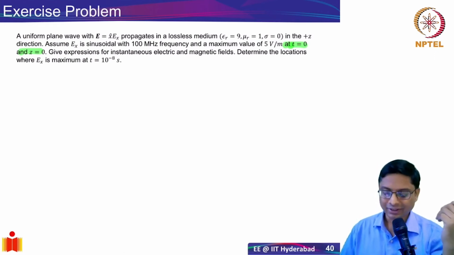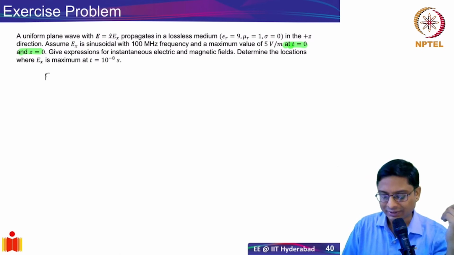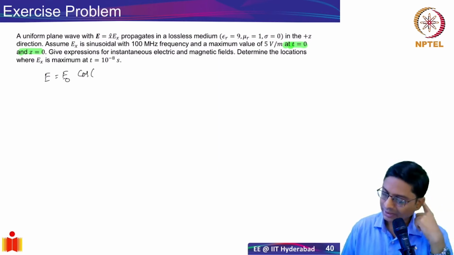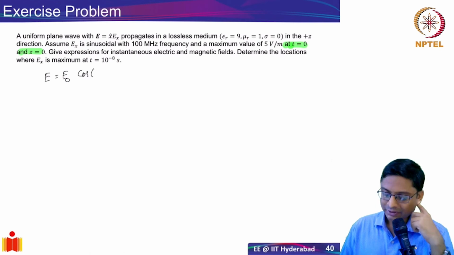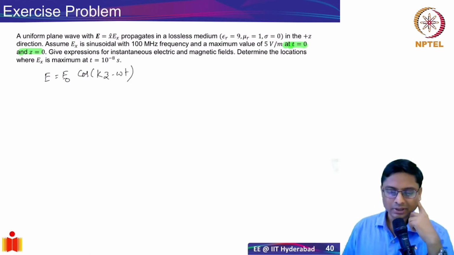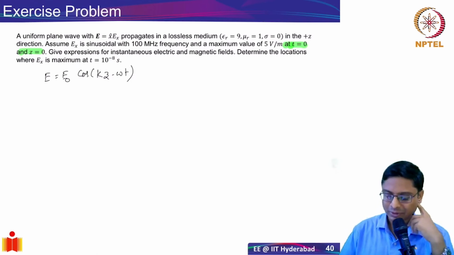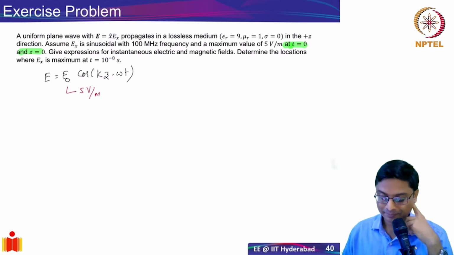Well, that's interesting. So basically we already saw that E is going to be E naught cos of, I think we always use this expression. So in this case it is propagating in the z direction, so it will be kz minus omega t. Okay. Now the question is, what is E naught? E naught already is given. The maximum value is 5 volt per meter. So no surprises there. So this is going to be equal to 5 volt per meter. What is k?